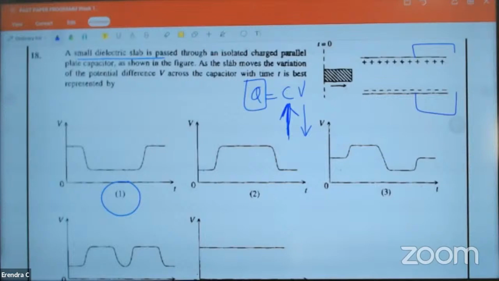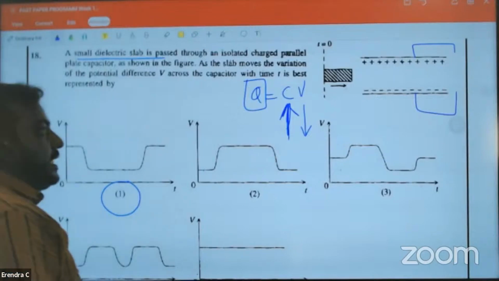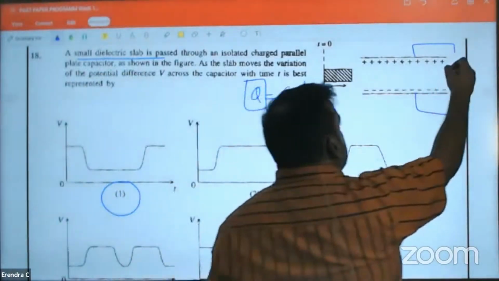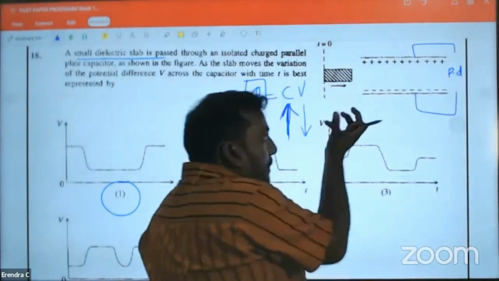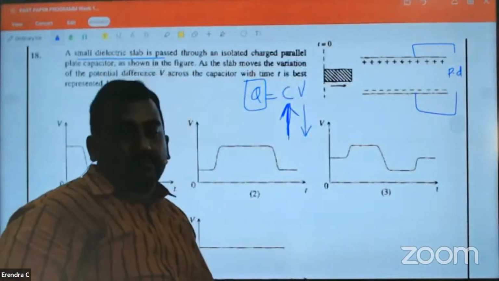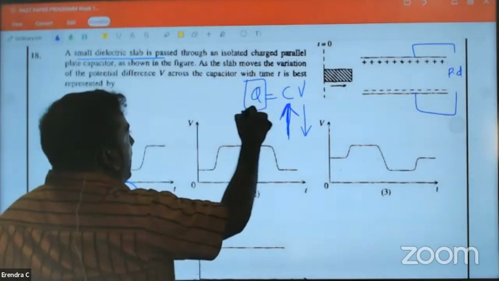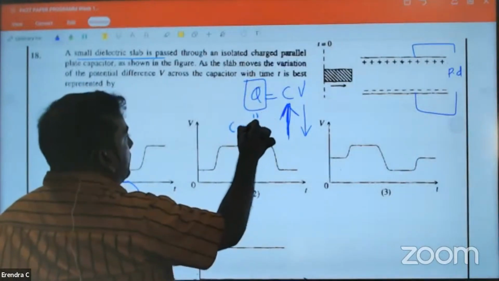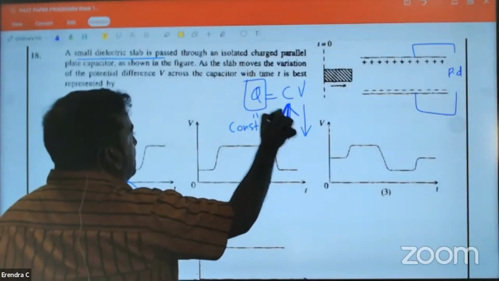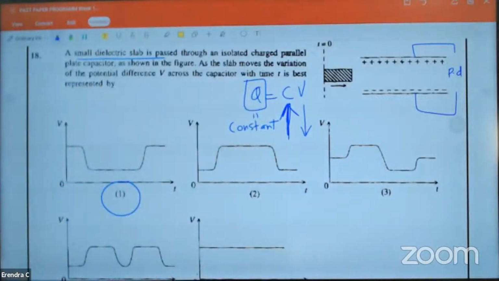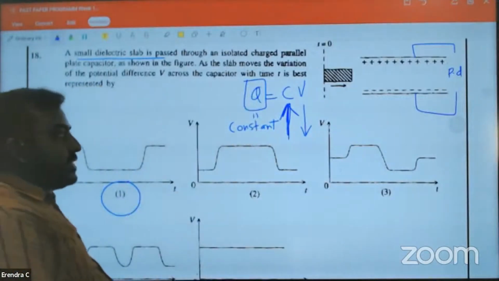When the dielectric enters, the capacitance will increase. But the charge on the plates remains constant.